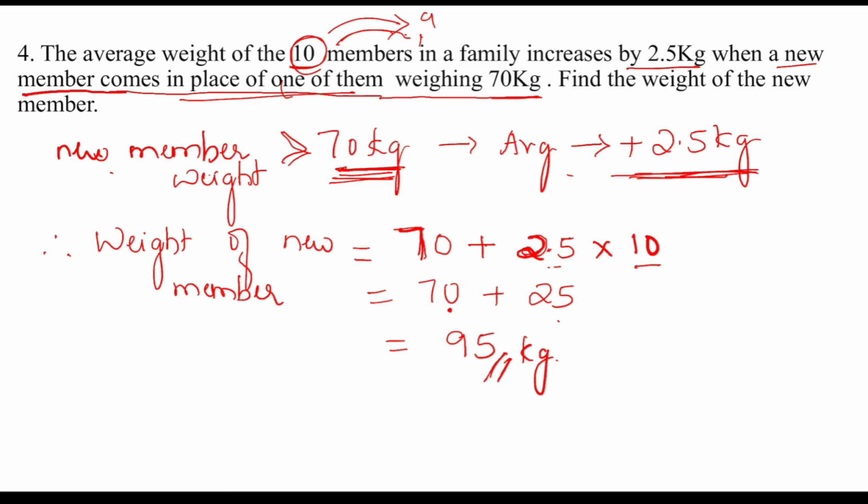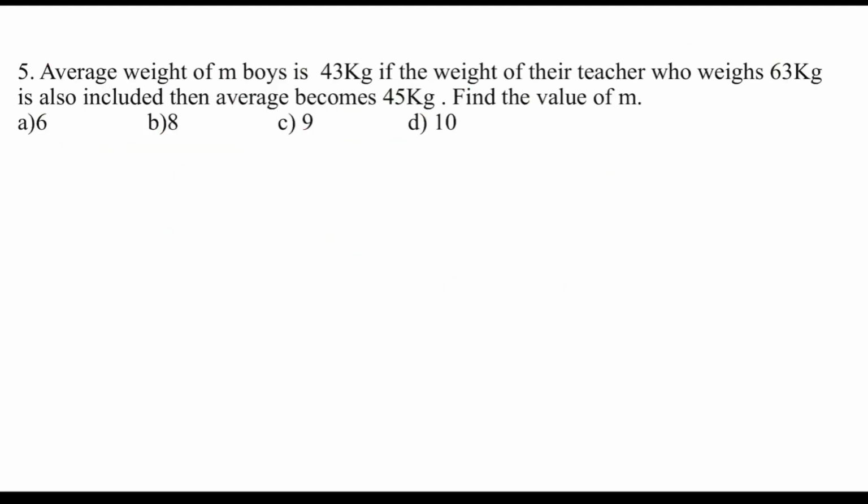Okay. Next, going to the next problem. The average weight of m boys is 43 kg. If the weight of their teacher, who weighs 63 kg, is also included, then the average becomes 45 kg. Find the value of m. Here, in previous problems we knew how many entities there are, but in this problem they have not given it. We have to find out the number of entities.